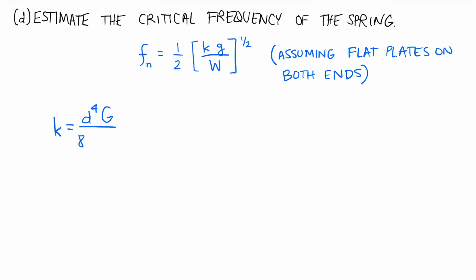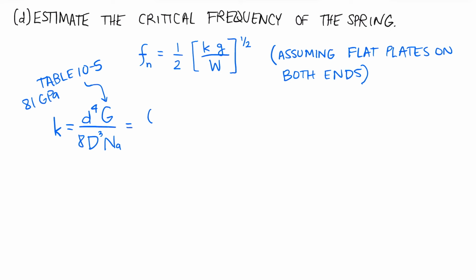It is k equal to d to the 4th power times G, the shear modulus, divided by 8 times the mean coil diameter cubed times the number of active coils. The only part of this that we haven't already found is this shear modulus, which you can find in table 10-5 for music wire. And it is 81 gigapascals.